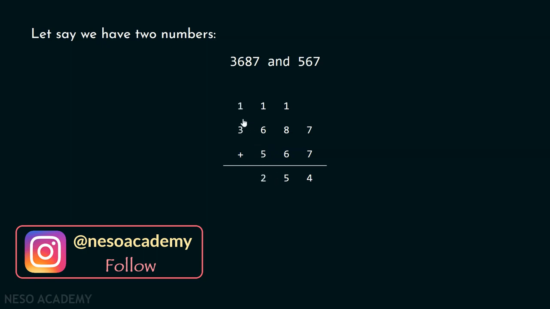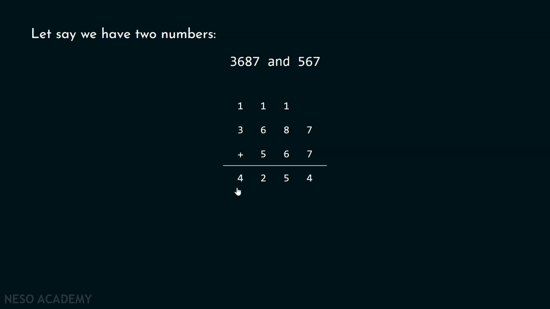Now what is 3 plus 1? 3 plus 1 is 4. So the result so obtained is 4254. This is the result of addition of these two numbers, that is 3687 and 567. It is very simple to add two numbers and we already know the procedure.